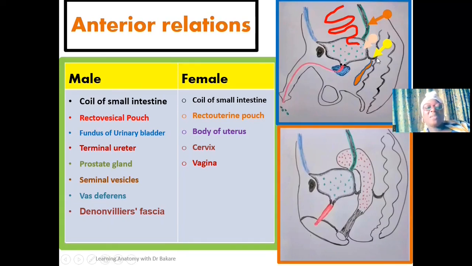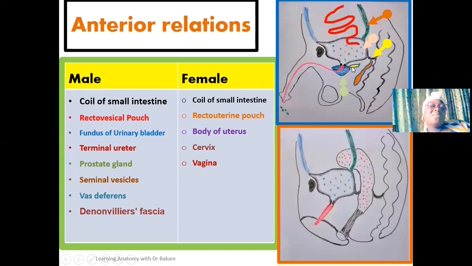relation of the rectum. We have the prostate gland. This is the prostate gland here highlighted in blue. And this is seen at the inferior part of the urinary bladder. And this also forms one of the structures that are related to the rectum anteriorly. Then we have the seminal vesicle. This is seminal vesicle here highlighted in yellow.